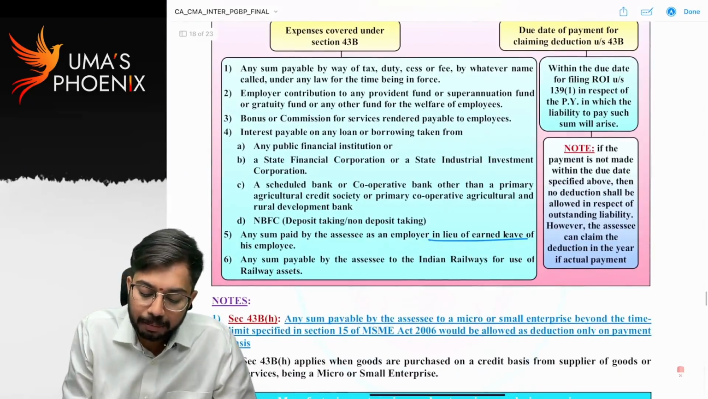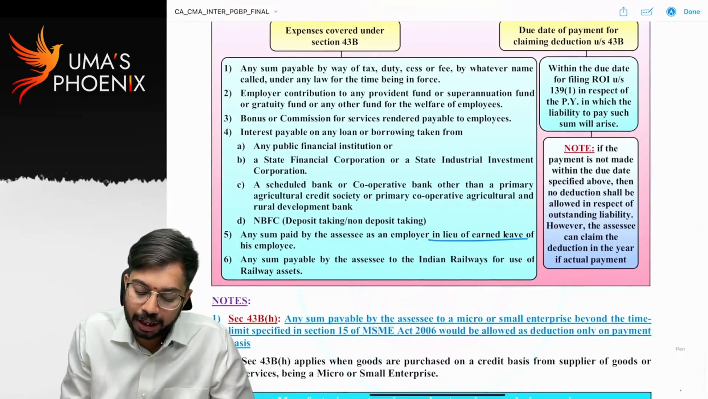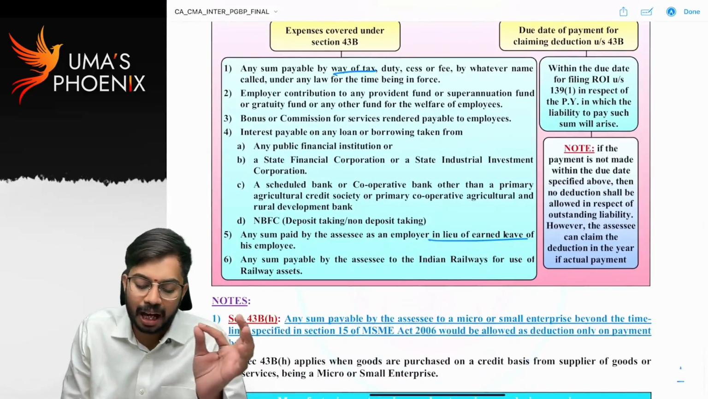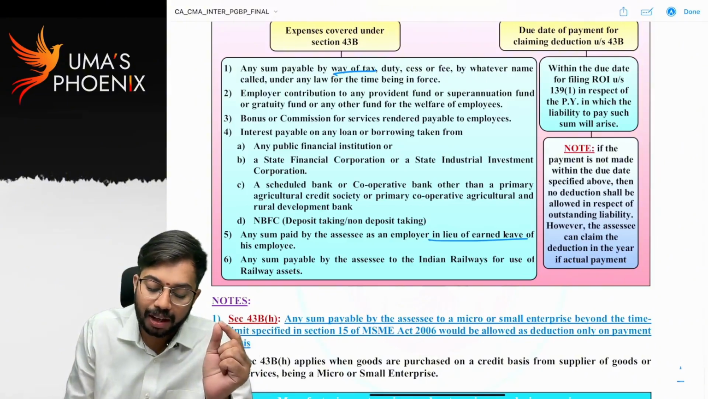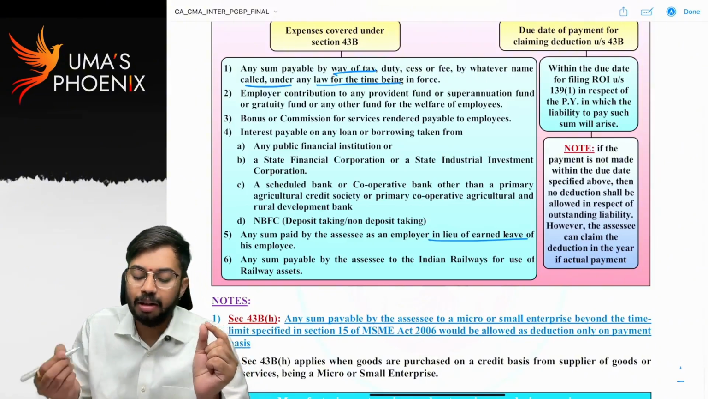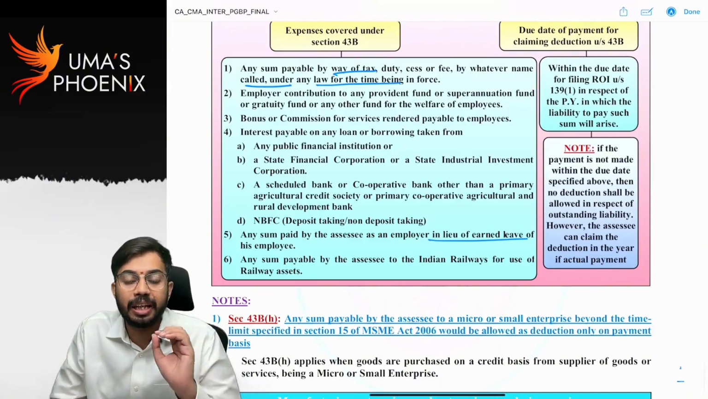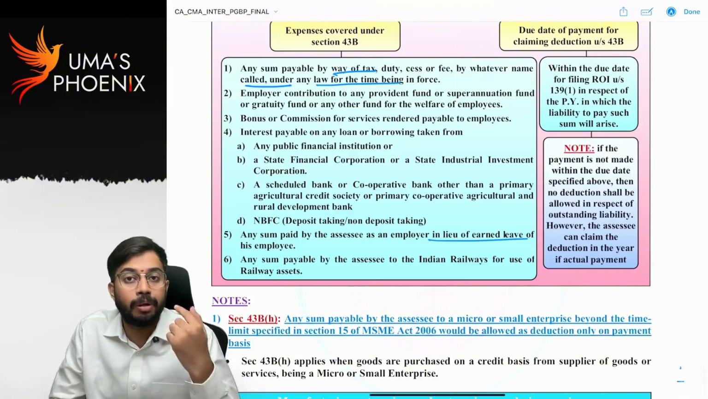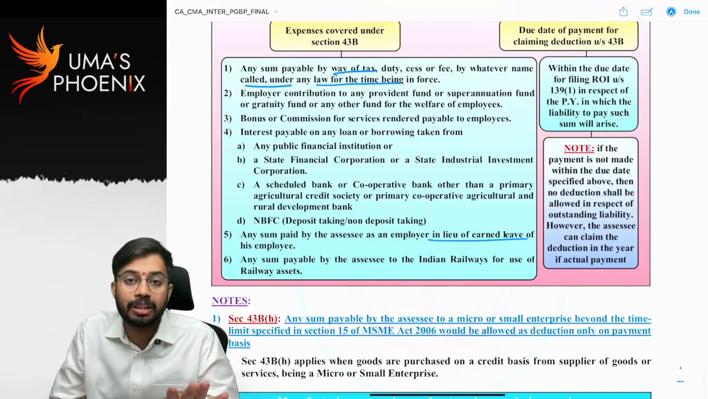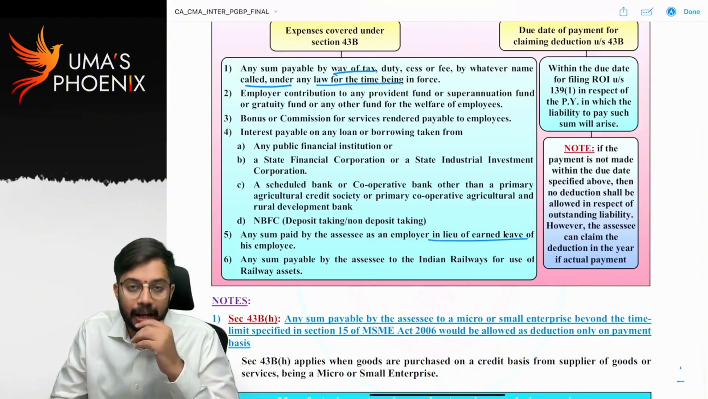Any sum payable by way of tax, duty, cess. Whatever the amount payable to government by any law for the time being in force: GST, municipal taxes, stamp duty, whatever amounts are payable to government, they are covered under 43B. Those payments are allowed as deduction only if they are paid in the current previous year.